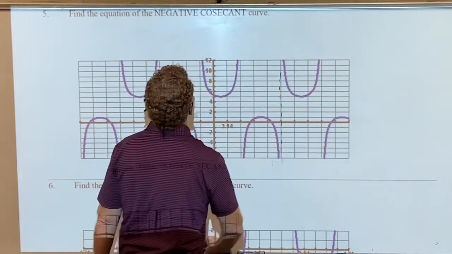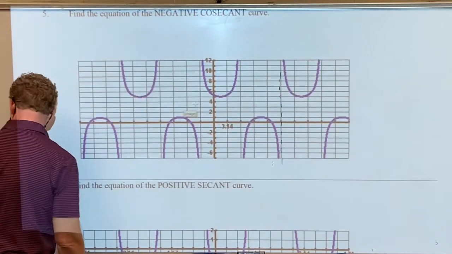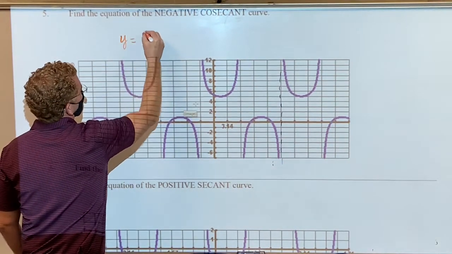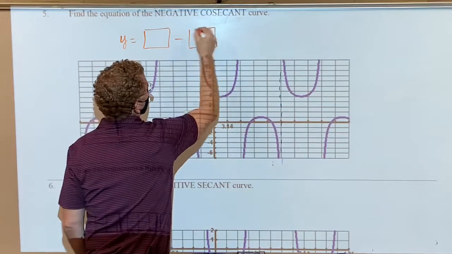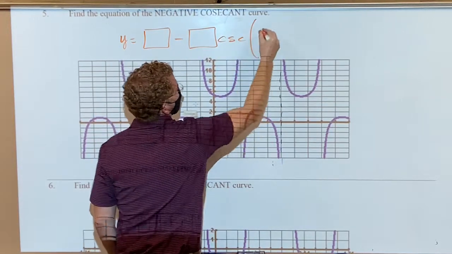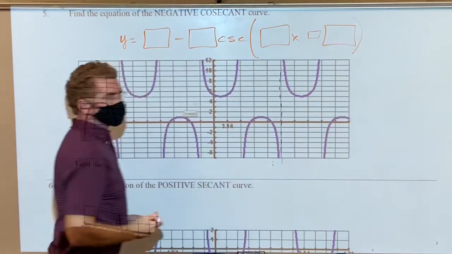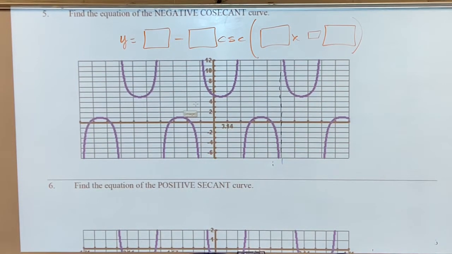All right, so let's just try this cosecant. So negative cosecant, negative cosecant bx something something. Now what is a negative cosecant built from? A negative sine curve. So you need to envision a negative sine curve's box in here.